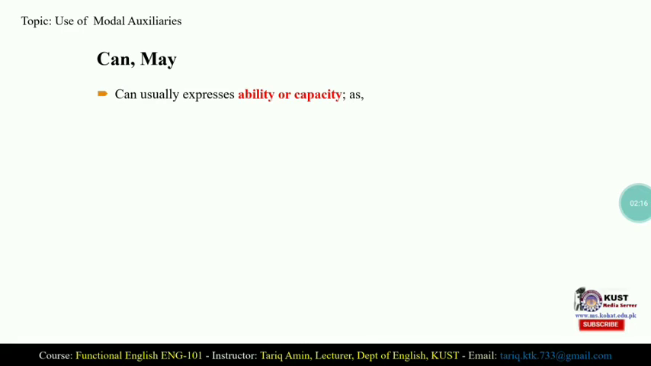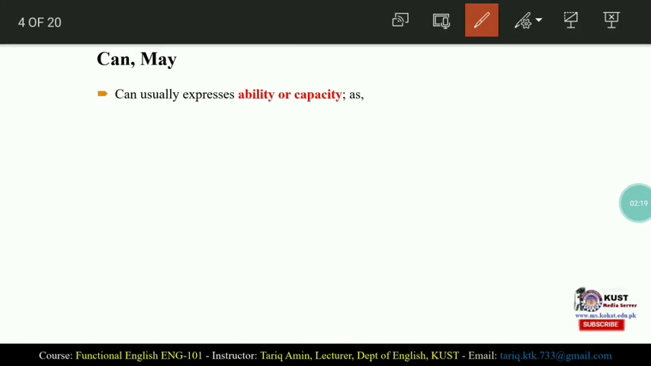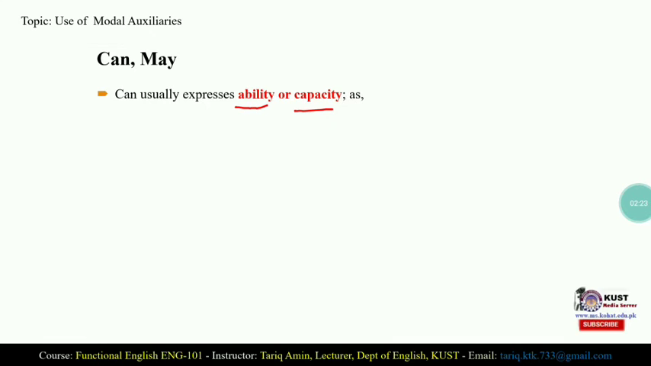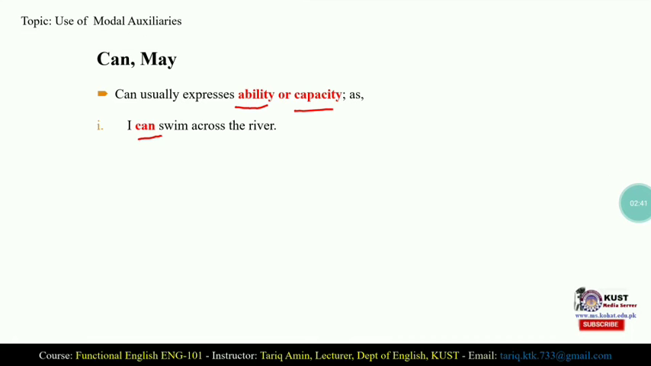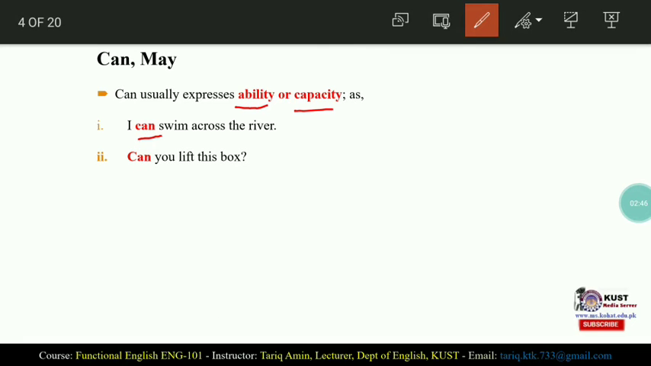Let's discuss can and may. Can usually expresses ability or capacity. For example, I can swim across the river. In this example, the modal verb can is used to show the ability or the capacity of a person that he or she can swim across the river. He has the ability to swim across the river. Can you lift this box? It shows ability, it shows capacity. Do you have the ability to lift this box?